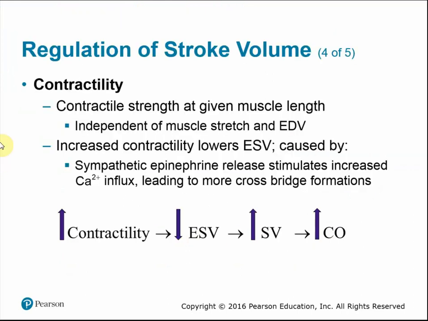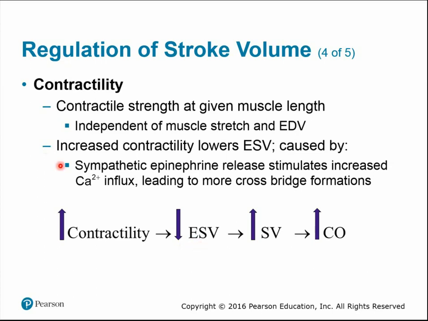Contractility is the contractile strength of the muscle cells. So an increased contractility is going to lower our end-systolic volume. So that means we're going to have a greater force of contraction. So we're going to pump more blood out of the ventricles. So that means we'll have less blood remaining in our end-systolic volume.